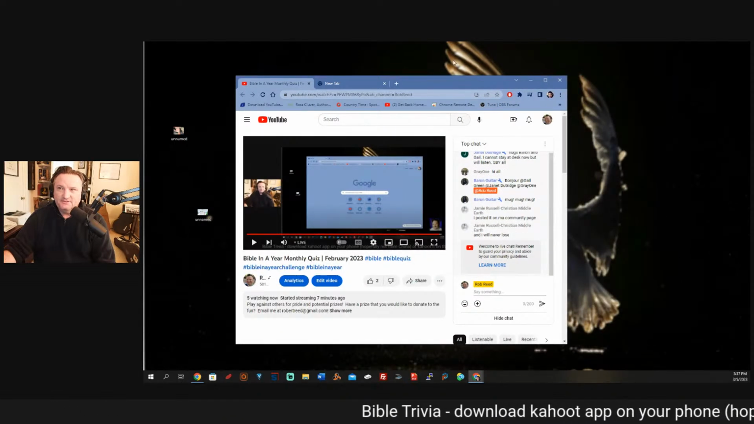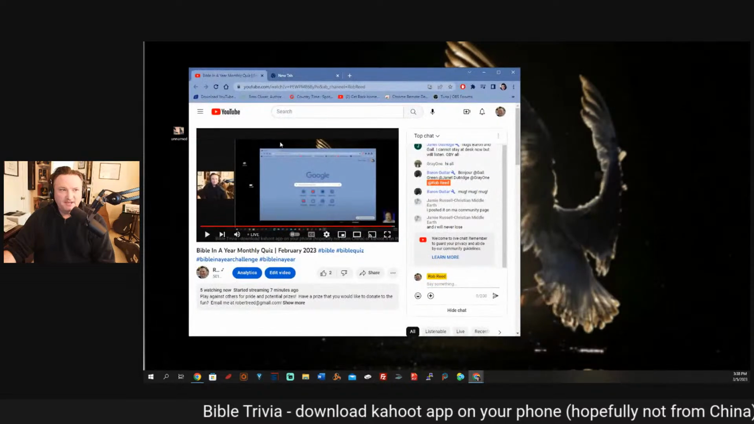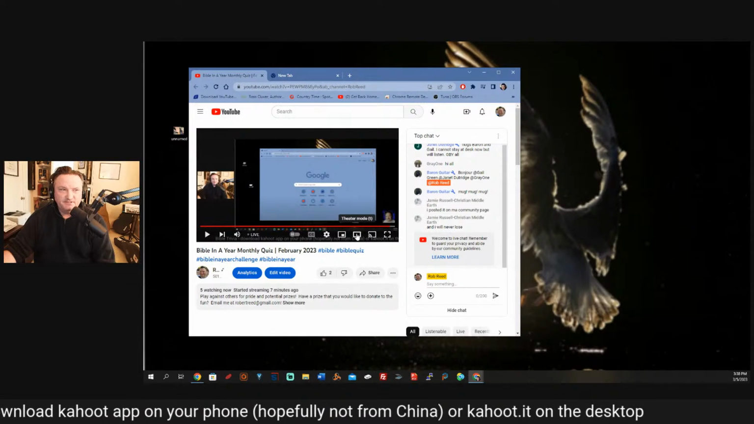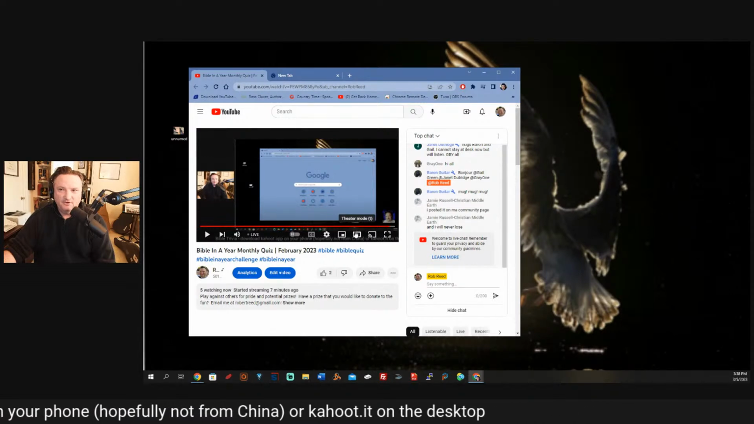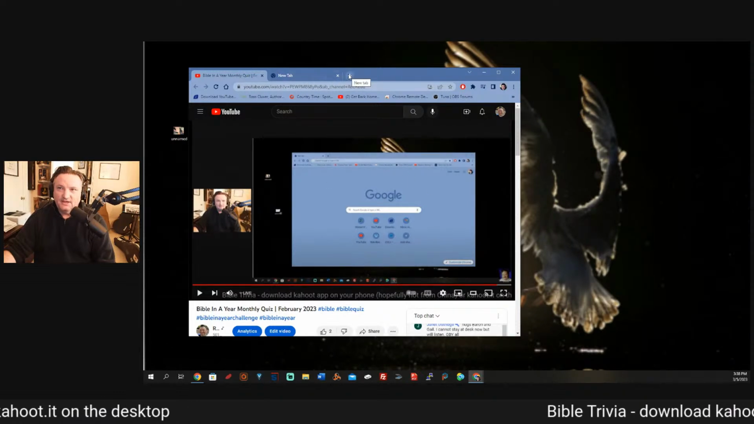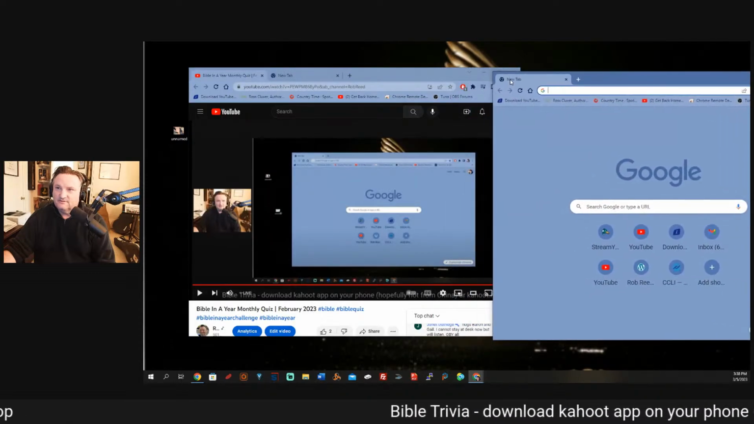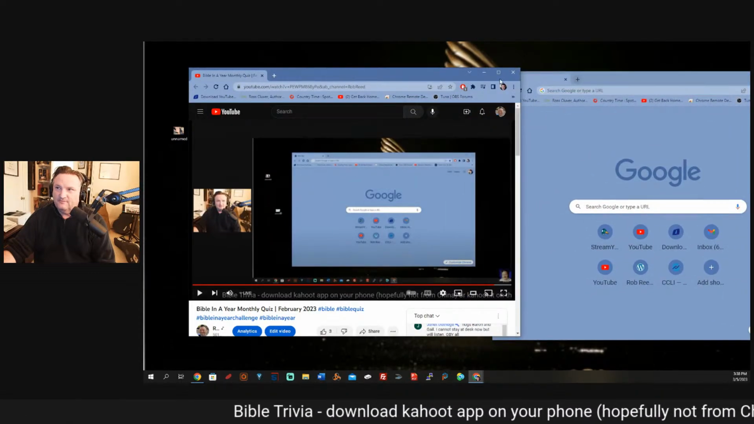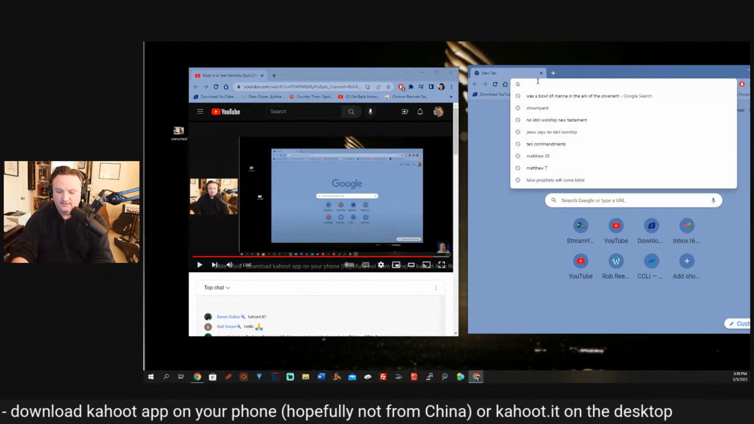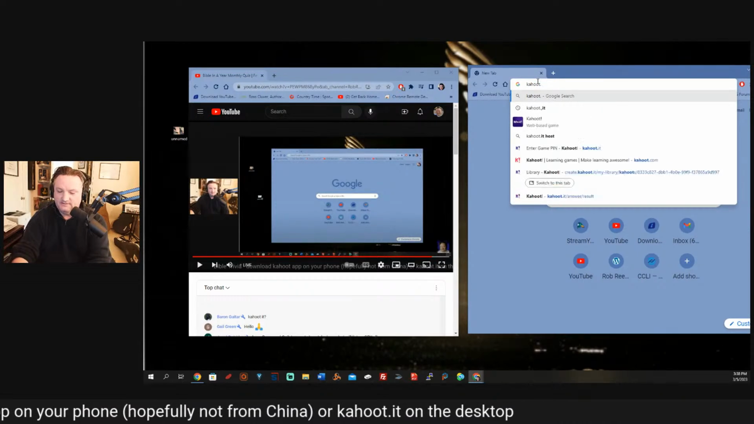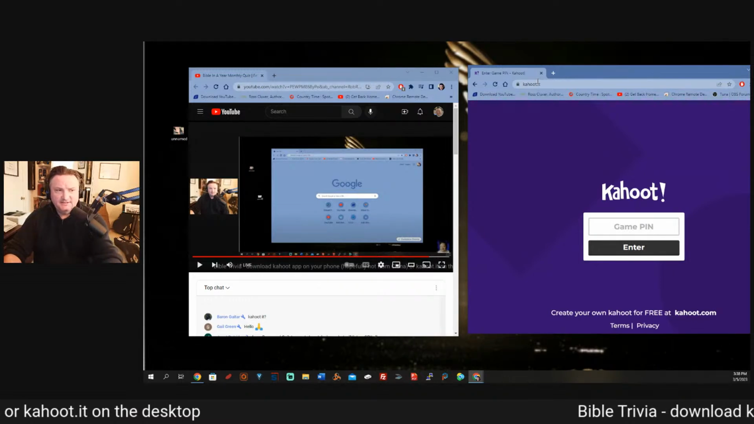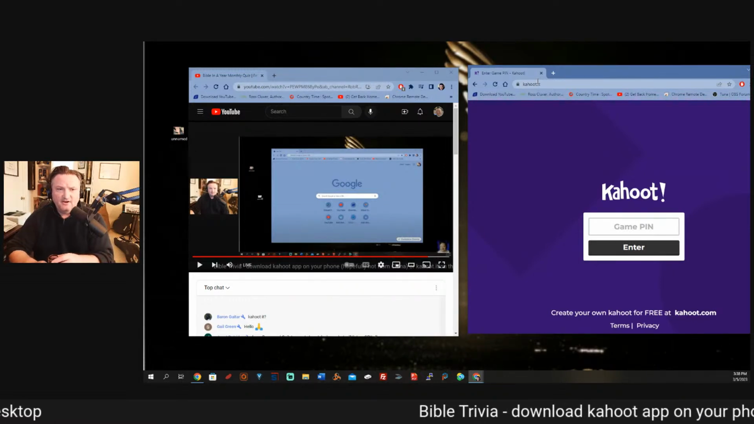Now what's going to happen on the screen is I'm going to show the questions in this side screen. You can make it bigger by touching theater mode, and then you can read the questions like that. You can make a new tab in your browser and pop it over to the side, and here is where you're going to just type Kahoot.it. IT, I think, is Italian, so it's not Chinese. There's nothing to worry about.